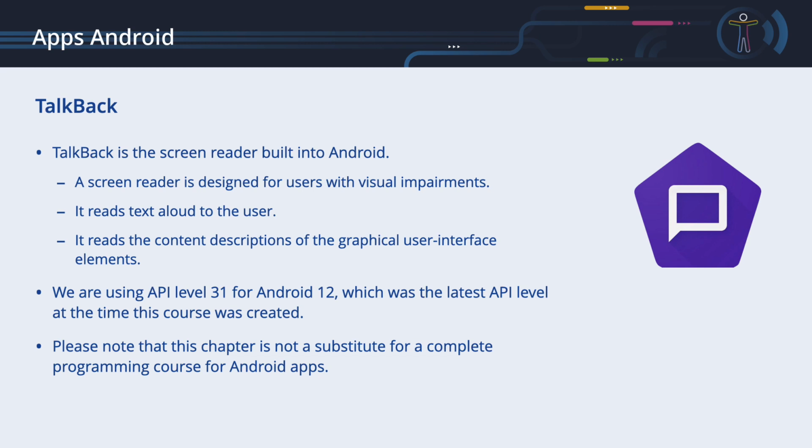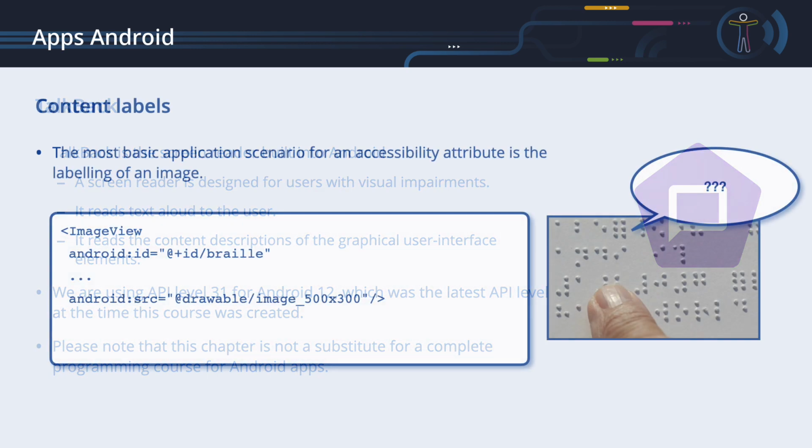We are using API Level 31 for Android 12, which was the latest API level at the time this course was created. Please note that this chapter is not a substitute for a complete programming course for Android apps. Please refer to Google's documentation to see how to make an app accessible.